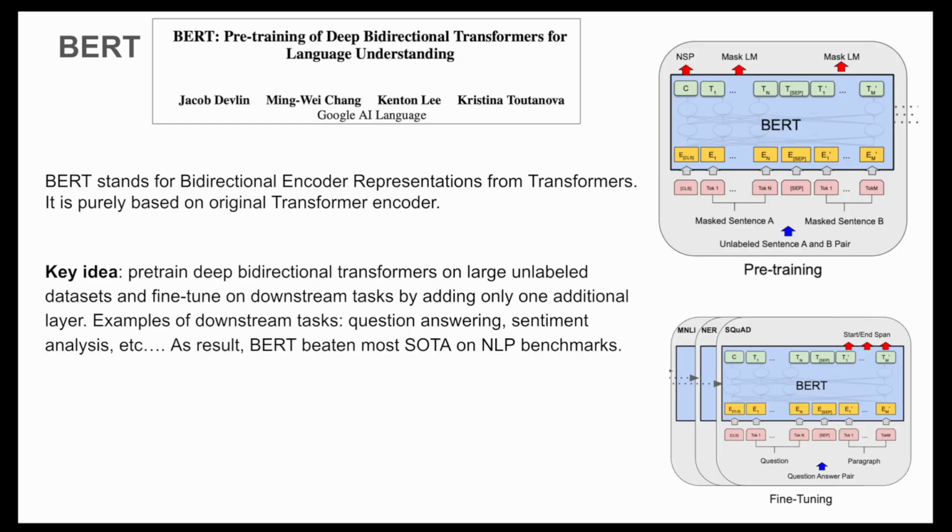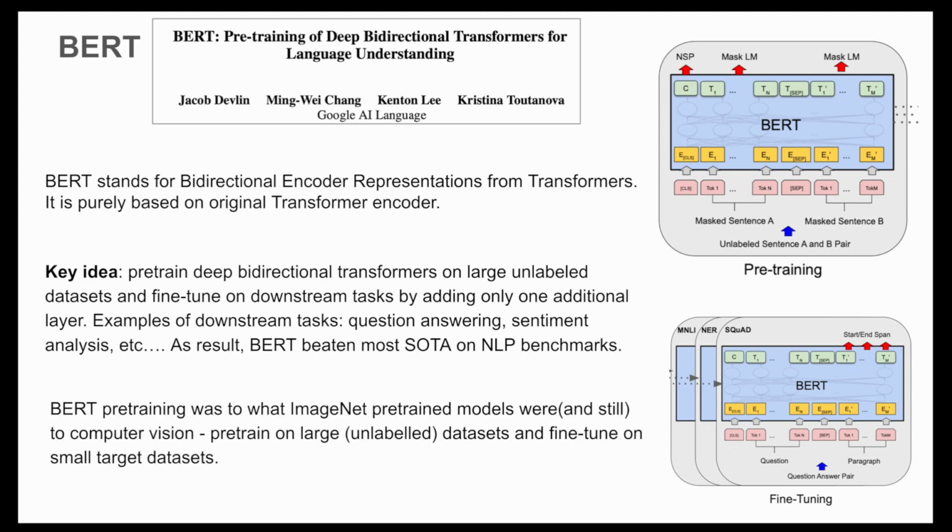So the key idea in BERT is to pre-train deep bidirectional transformers on very large and unlabeled datasets, and then fine-tune on downstream tasks by only adding one additional layer, which depends on the task we are performing. Examples of downstream tasks that you can perform with BERT are question answering and sentiment analysis. And when BERT was introduced, it beat most state-of-the-art results on NLP benchmarks.